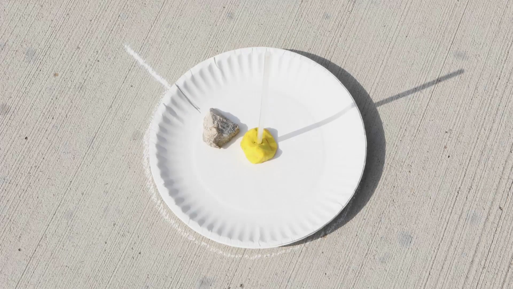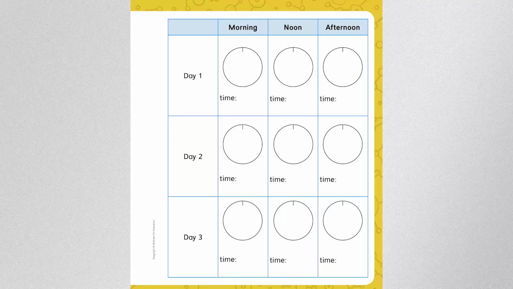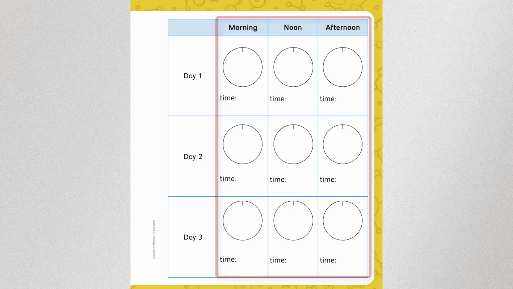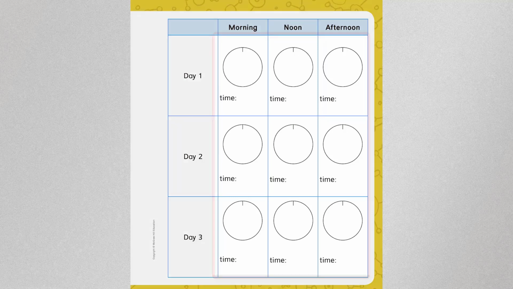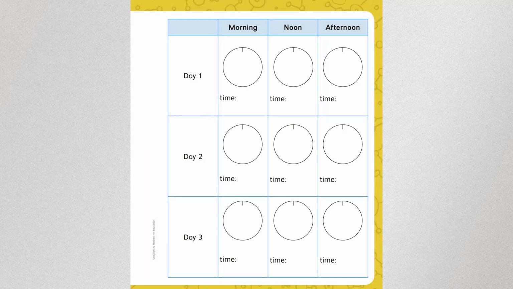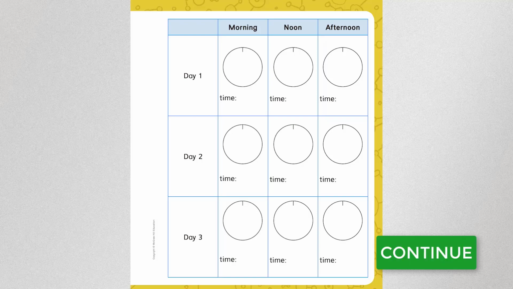If it is a windy day, place a rock or other type of weight on the plate to keep it from blowing away. After each observation, draw what you observe and record the time in the data table. Pay close attention to the patterns that you see. Click on the table to look at the observations from each day and time. After you've collected your data, click Continue.